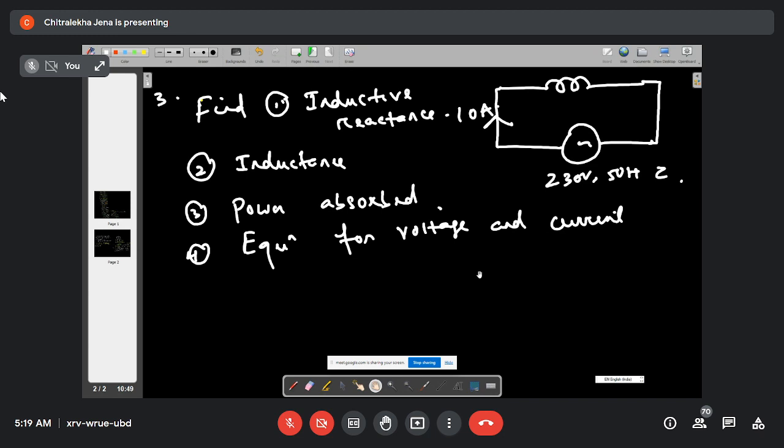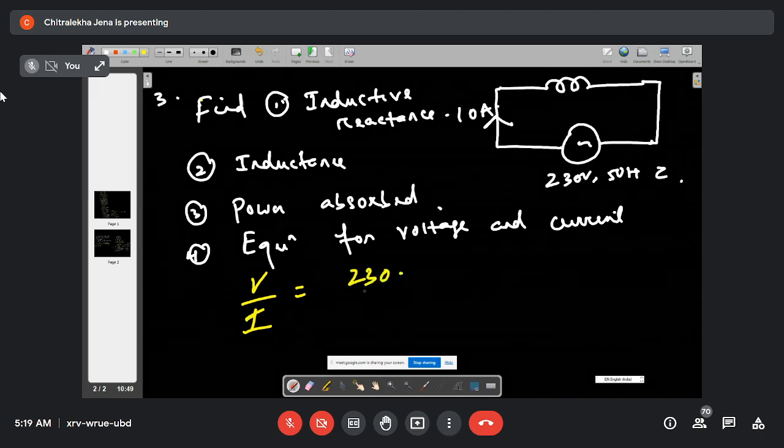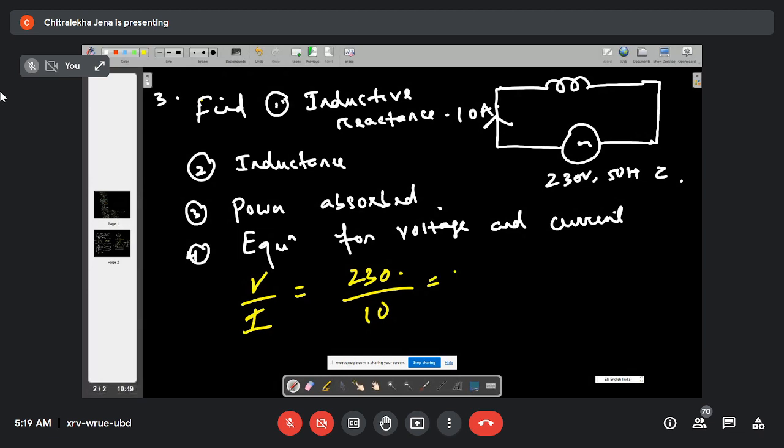I'll find out inductive reactance. Tell me, VL upon I. What is VL? It is 230. It is V divided by I. I have told you that it is always the opposition. Yes or no? V divided by I will be your opposition. So this will be equal to 230 divided by 10, which is 23. It will be XL. All of you got it?